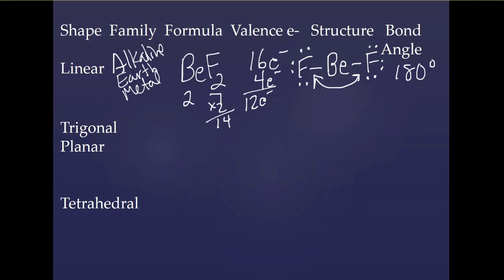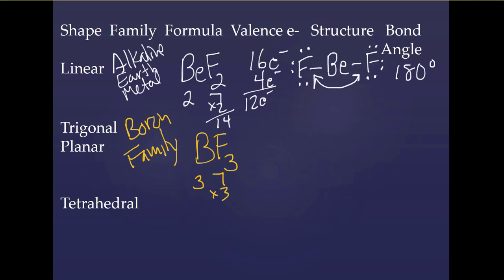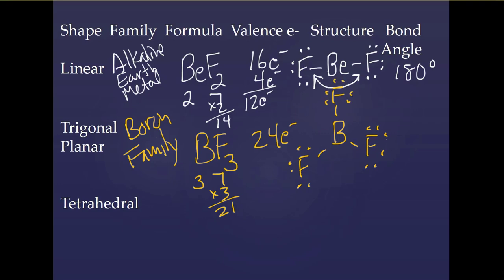The family that makes this is the boron family. And we will be drawing boron trifluoride. And when we look at the valence electrons, boron has 3 valence electrons. The halogens have 7. And we multiply by 3, so we have a total of 24 valence electrons. So boron goes in the middle, and we connect these 3 fluorines, and so we have this shape, trigonal planar.